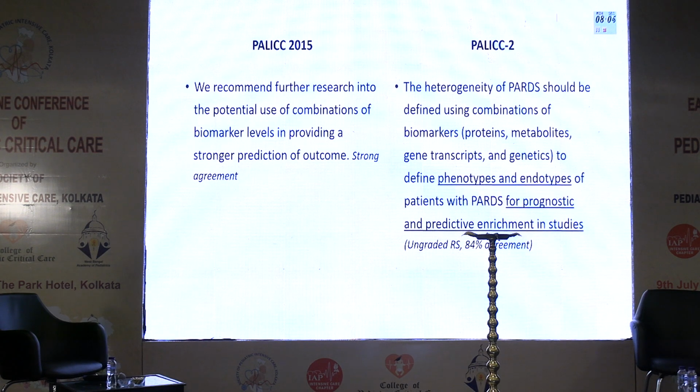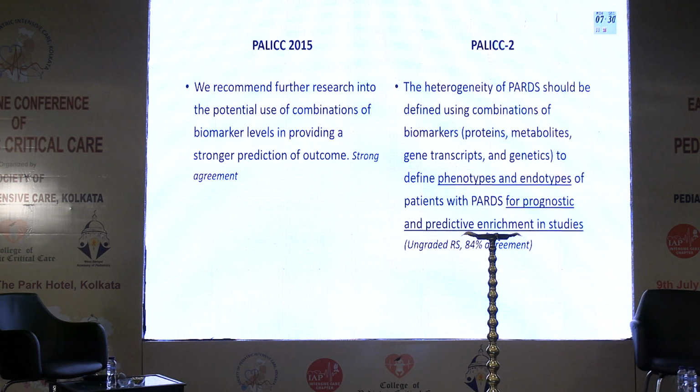So the other new thing that is added in the PALIC 2 as compared to 2015 guidelines is the identification of phenotypes. We also know that a patient of pneumonia with ARDS behaves very differently from a patient of trauma with ARDS, like a polytrauma patient developing ARDS, or a pediatric patient or adolescent who comes with pancreatitis with ARDS. The behavior is very different. The outcomes are very different. So this is what they call the phenotypes of ARDS or endotypes of ARDS.